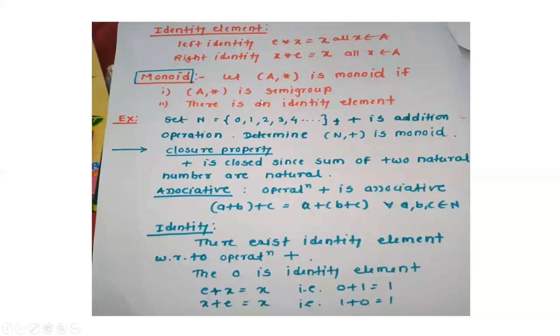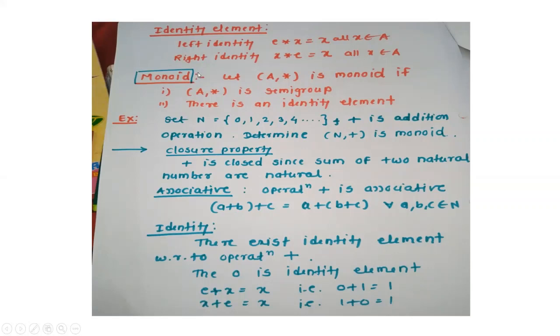Identity element. So we have studied this already. There are left identity and right identity. That is, E star X is equal to X. If the identity element is at the left position, it is called left identity. If the identity element is at the right position, then X star E is equal to X, it's called right identity, right?